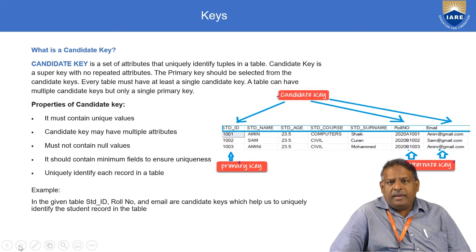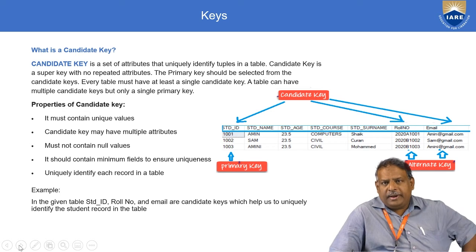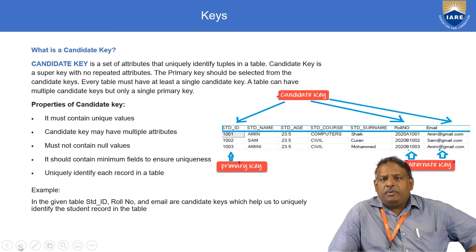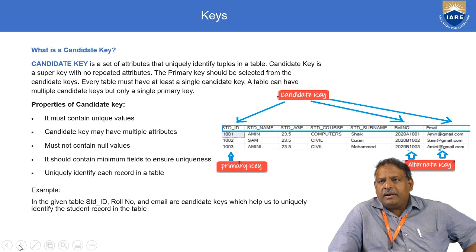std_id is already a primary key, and it will not have duplicates. Okay, that is first. Roll number cannot be duplicated. That is the second. Email is also not duplicated. These three can be candidate keys, which will uniquely identify the record in this table.